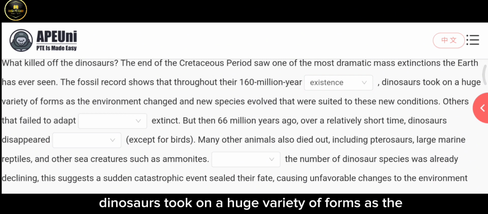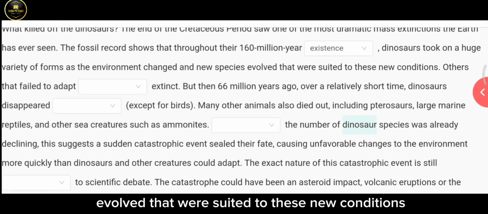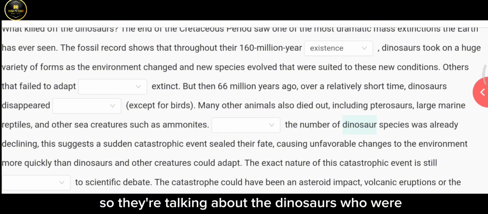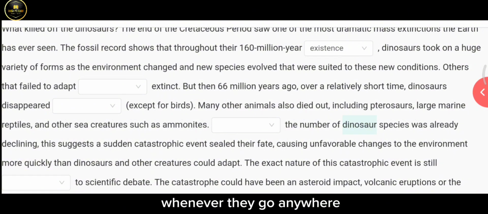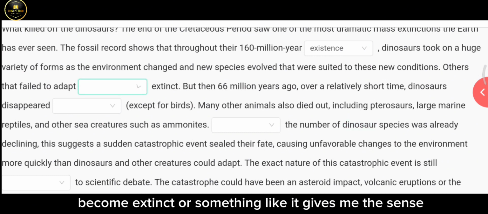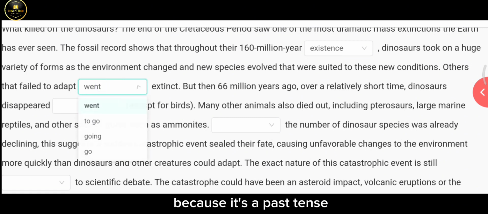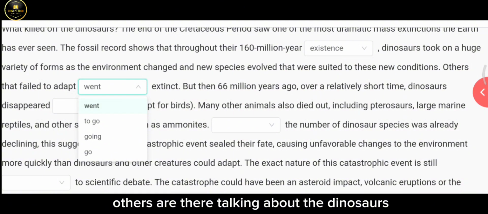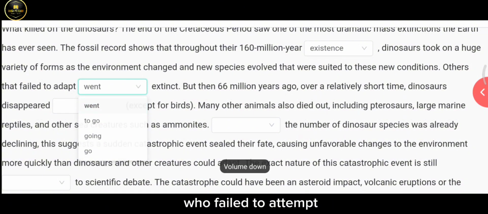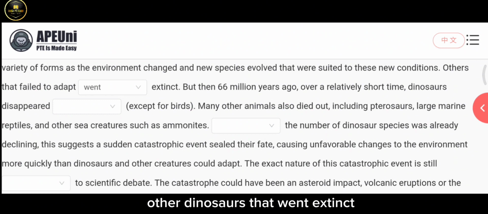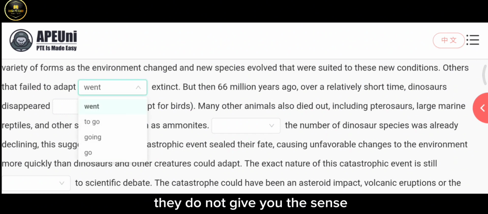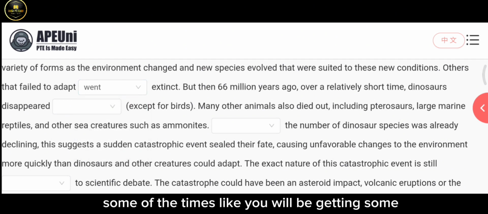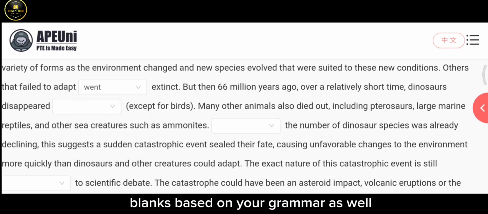Dinosaurs took on a huge variety of forms as the environment changed and new species evolved that were suited to these new conditions. So they're talking about the dinosaurs who were suited to the new conditions whenever they go anywhere. Others that failed to adapt dash extinct, become extinct or something, it gives me the sense went extinct, because it's past tense. Here they are talking about the other dinosaurs that went extinct. They have gone already. So to go, going, and go do not give you the sense, because sometimes you will get some blanks based on your grammar as well.